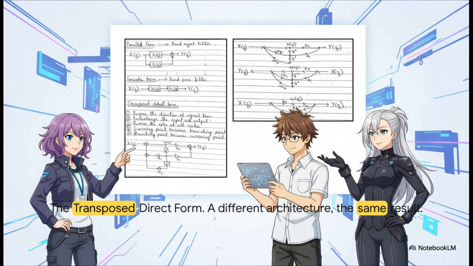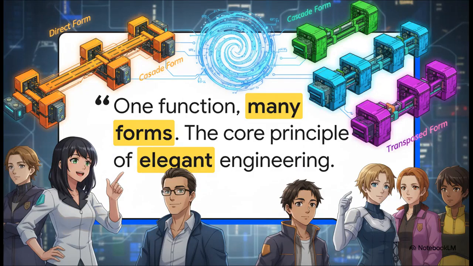It's just a powerful reminder that there can be totally different ways to get to the same goal. And that really gets us to the main takeaway of all this. One function can be achieved in many different forms, and that is the heart of elegant engineering. It's not just about finding one way that works, it's about understanding all the different paths you can take and knowing which one is the best for what you need, whether that's efficiency or modularity or something else entirely.